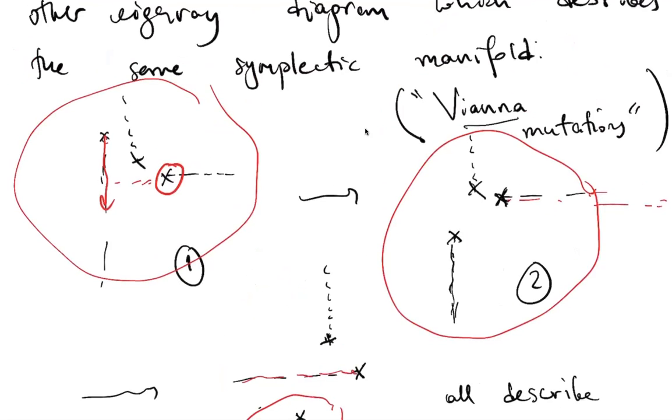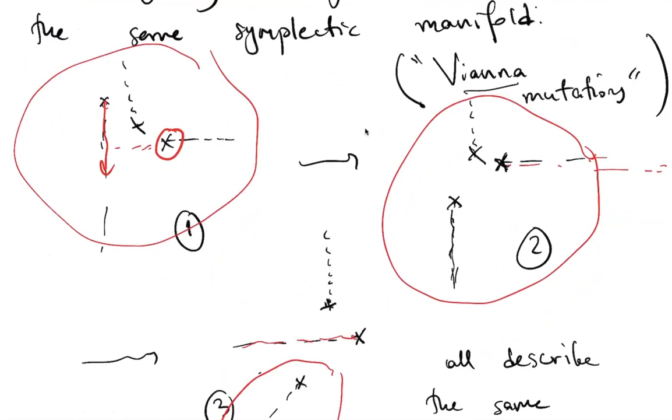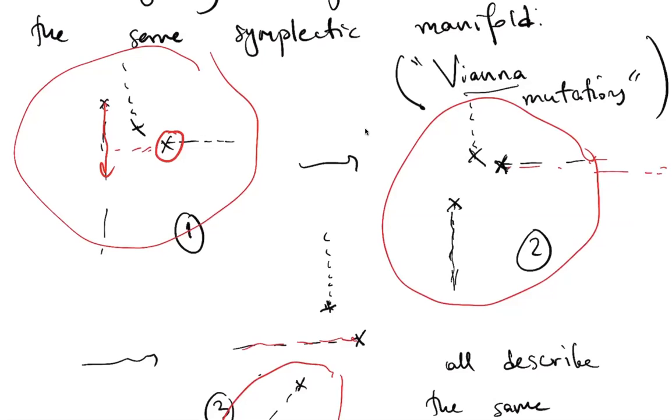And this operation recently was used by Vianna to construct exotic tori in CP2. But this operation was, of course, known even before that. And I will say, even though the symplectic manifold doesn't change, something changes when you do this, and I'll get to how to measure, like how I will think of what changes.